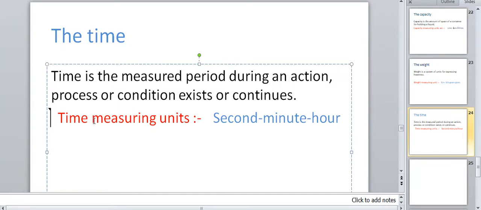Time measuring units: second, minute, hour, and we have day, week, month, year. These are all units of time.